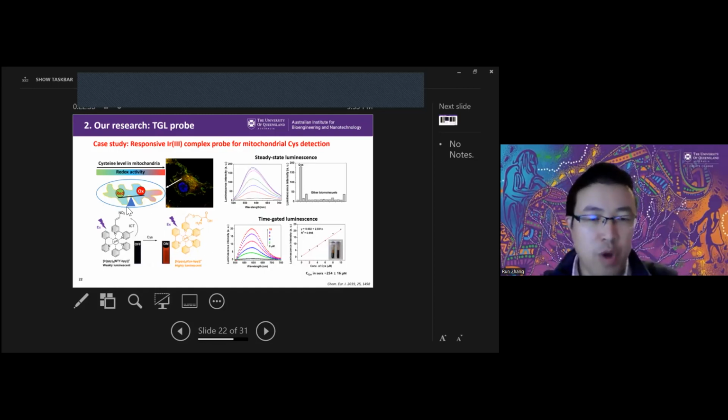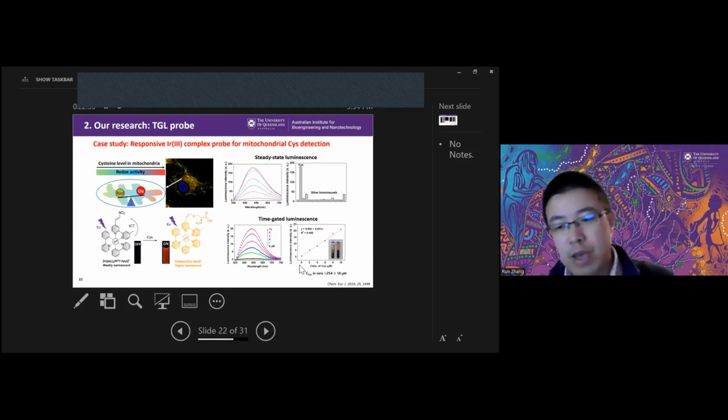We designed this probe for the cysteine detection. So we can see here after reaction with the aldehyde group, the cysteine reacts to form this emissive complex, we get the specific reaction, and we get the time-gated luminescence spectrum and the standard curve for the cysteine detection in the serum, which is around 250 micromolar.